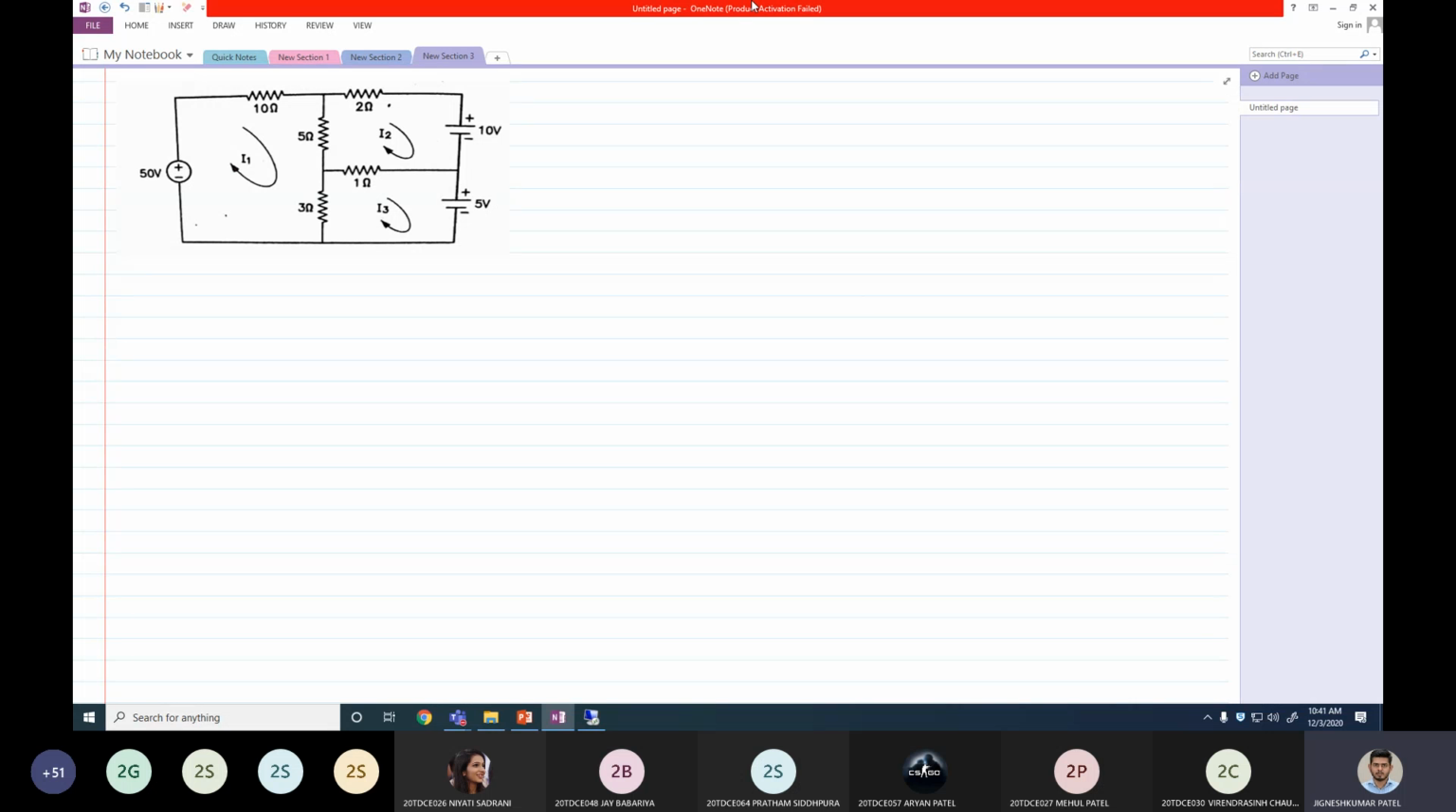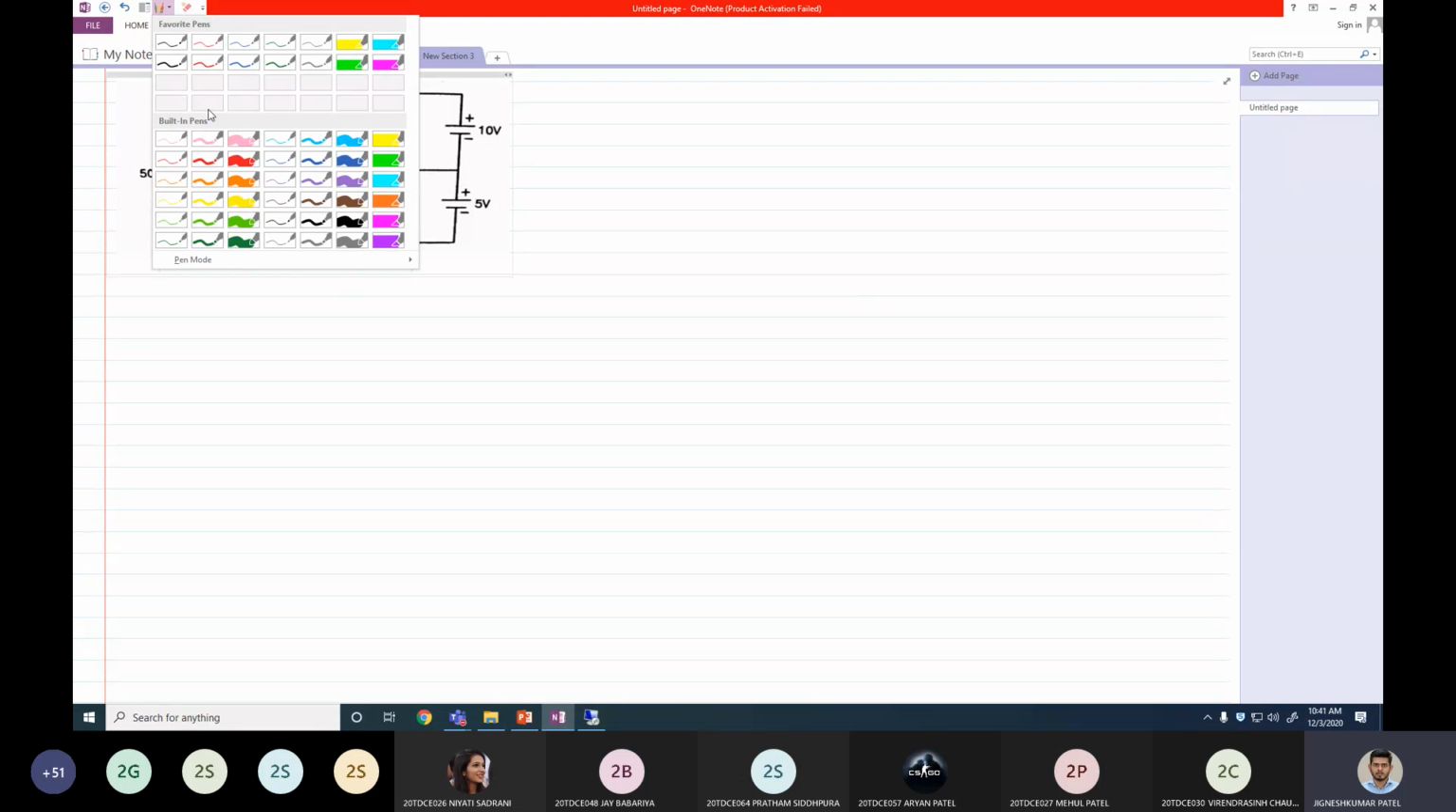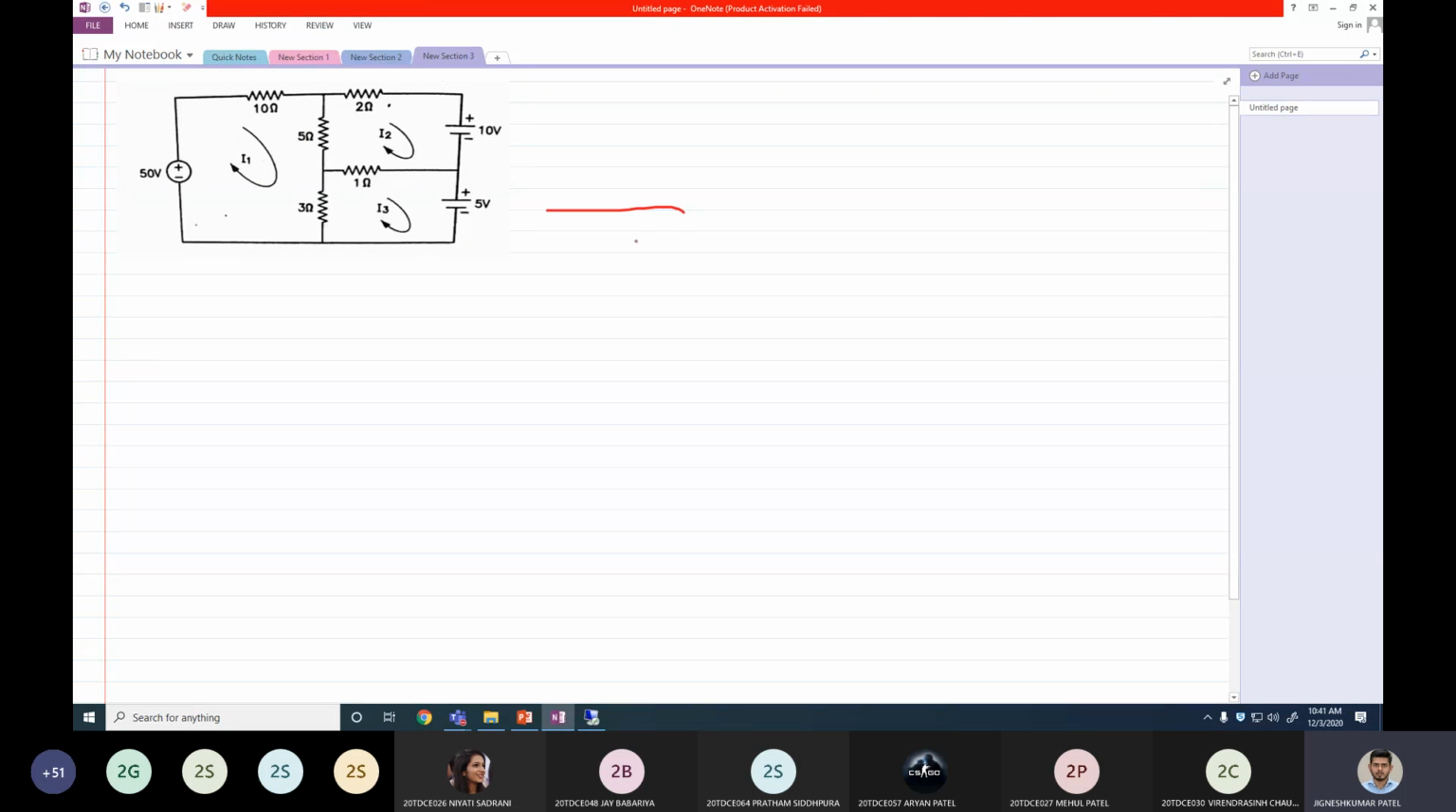Now see here, there are three meshes in this network. This is my mesh 1, this is my mesh 2 and this is my mesh 3. For these three meshes, I am going to write three different equations. Let us see the first one. For the first mesh, the current I1 flows in clockwise direction.